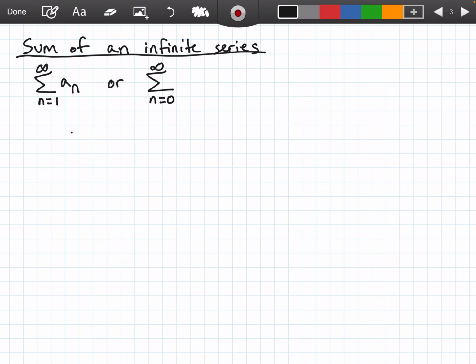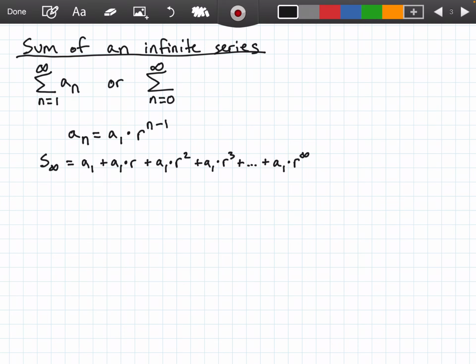Let's say I have a sub n equals a1 times r to the n minus 1. And if I want the sum of an infinite amount of terms of this, that's like adding everything together, every term that existed, plus a1 times r^3, and keep going on until we get a1 times r to the infinity, right? It's just going to be infinite.